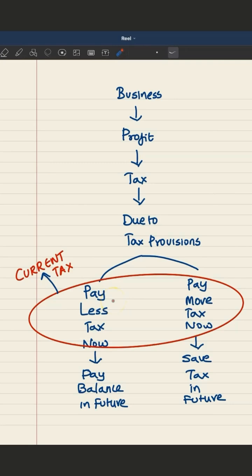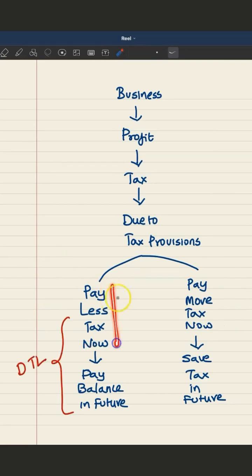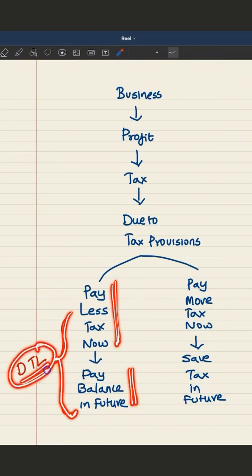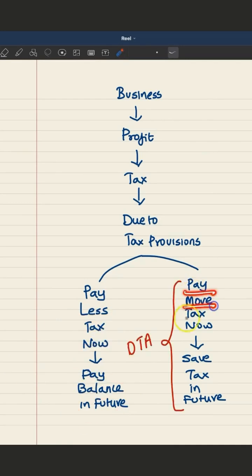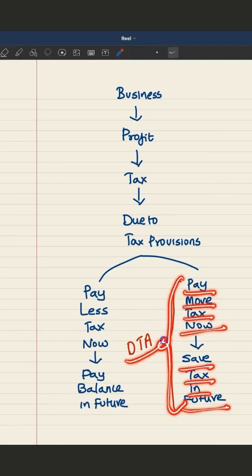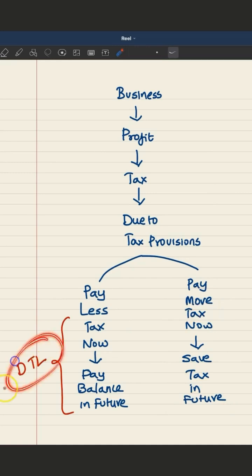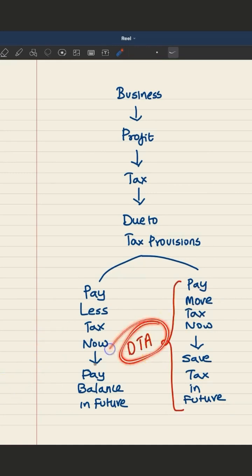And whatever is getting adjusted, look at this. Here the entity is paying less tax now. It means it is going to pay balance in the future. So there is a difference, right? Whatever is getting adjusted for future period, we call it deferred tax liability. We call this a liability because less tax paid now means balance is payable in future. Similarly, here the business is paying more tax now, and because of that, it is going to save some tax in future. So that difference we call deferred tax asset. So in the first case, it is deferred tax liability. In the second case, it is deferred tax asset.